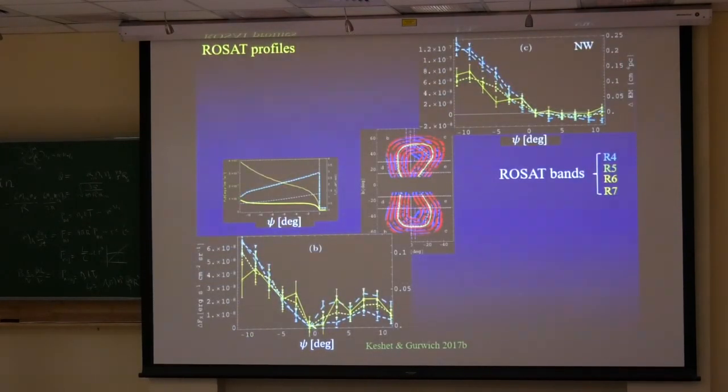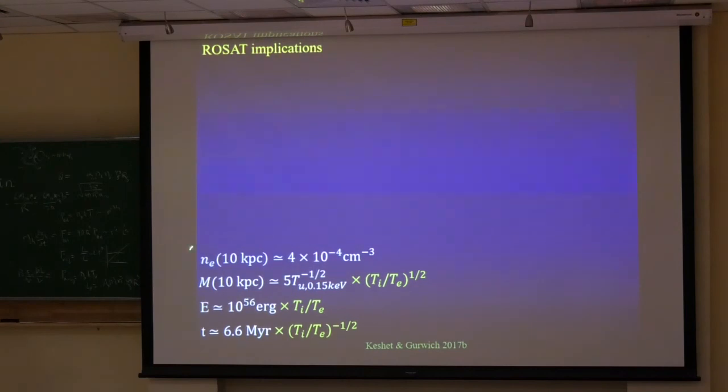And this, I'm just closing the loop and pointing out that this profile, which I showed earlier, matches this toy model fairly well. And then you can say something about the numbers. You can constrain the energy of the system. You constrain the density, so the density we get is consistent with what people think about the halo. You get the Mach number and therefore the energy and age of the system.